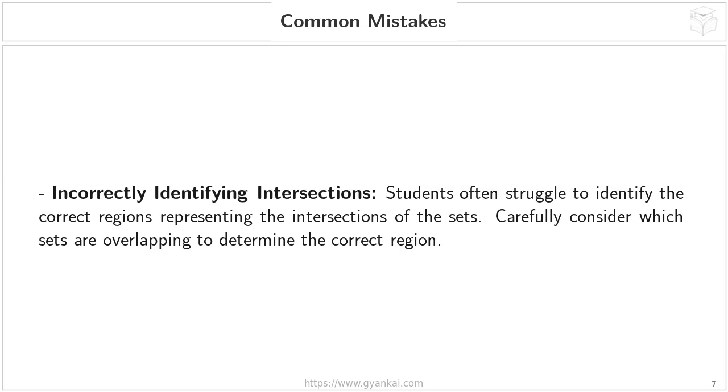Common mistakes. First, it says incorrectly identifying intersections. Now, remember from the previous slides, the intersections are those overlapping regions. Students sometimes get tripped up trying to figure out which sets are overlapping to determine the correct region. So, when you're looking at, say, the intersection of sets A and B, you need to carefully pinpoint the area where the circles representing A and B both overlap. Don't include any part of set C in that region unless it's overlapping with all 3. Take your time and visually confirm which sets define that specific intersection.